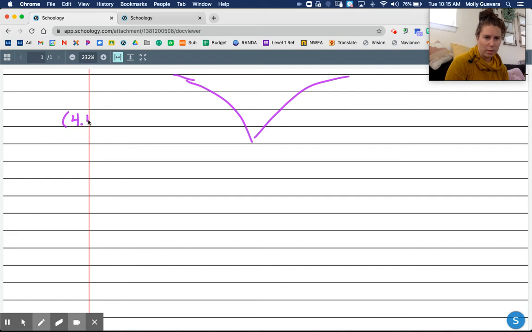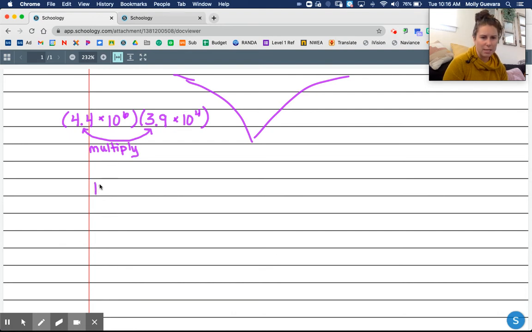So 4.4 times 10 to the 6th times 3.9 times 10 to the 4th. That's a 6, sorry. Okay. So step 1 says that I need to multiply these two numbers together. Okay, so that's step 1, is I need to multiply those two numbers together.